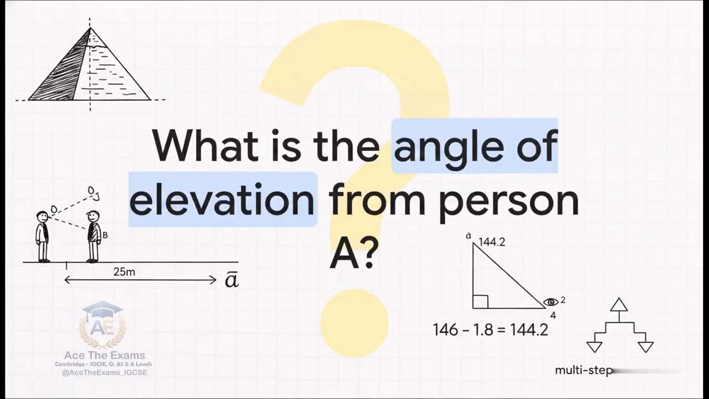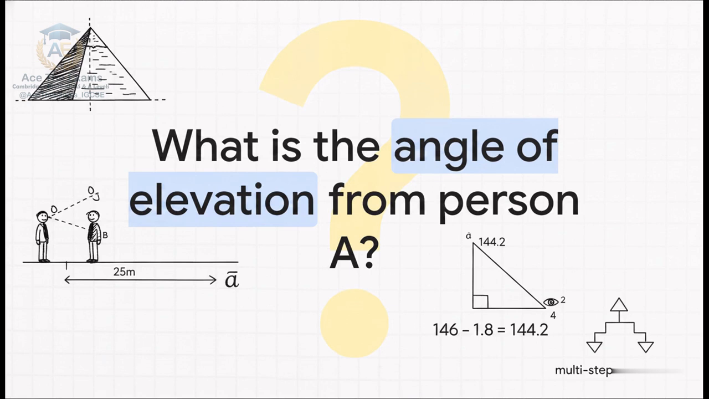The ultimate goal here is to find the angle of elevation theta of the top of the pyramid from person A. How do we map 3D right angle triangles onto this monument? Here is the absolute critical trap, the one that catches 80% of students. The pyramid is 146 meters from the ground, but the angle of elevation is taken from the eyes of the observers, who are 1.8 meters tall.